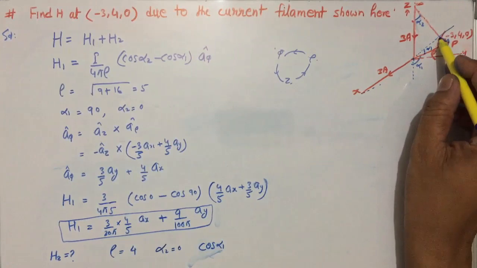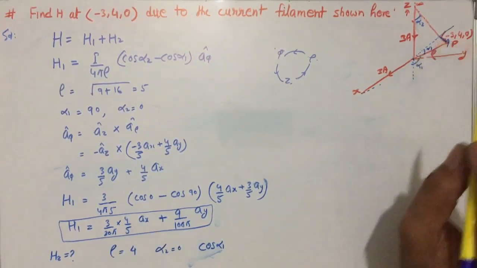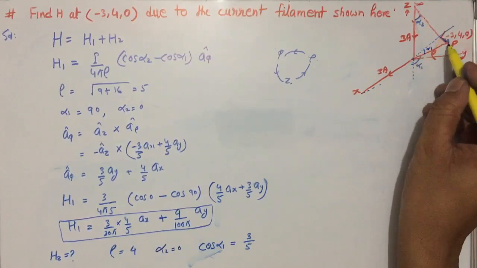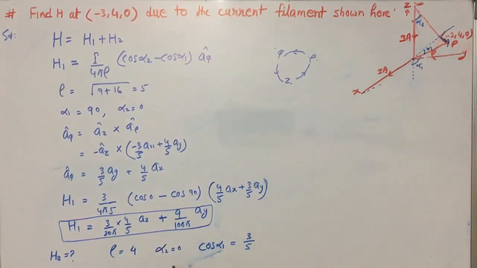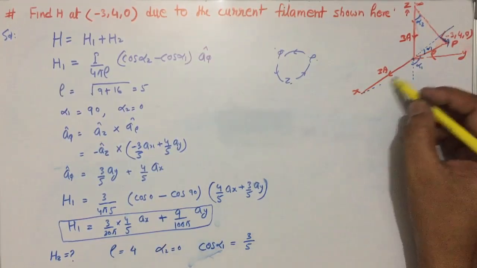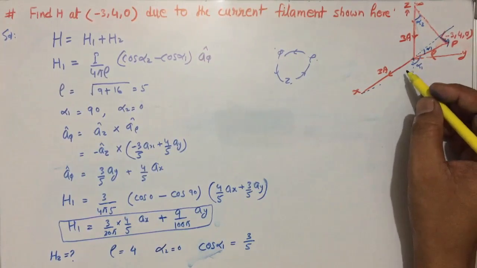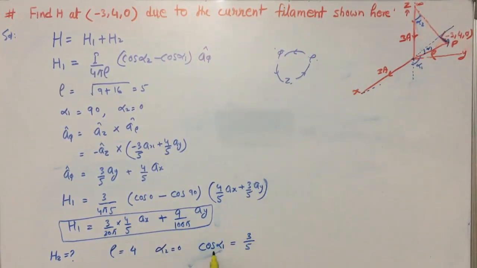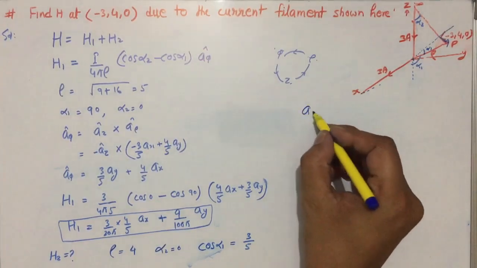So this is the x component. Just the magnitude of that is 3 by 5. Base by hypotenuse, that is 3 by 5. That will be cos alpha 1. Alpha 2 is 0, so cos 0 will be 1. So cos alpha 2, cos alpha 1 and rho are known. Just the remaining term is a phi. So what will be a phi?